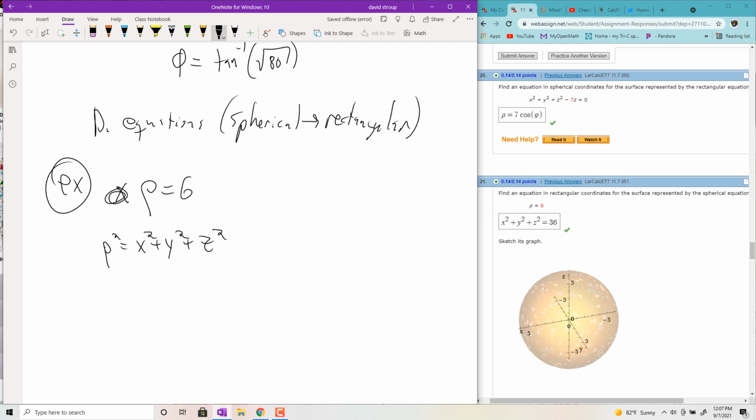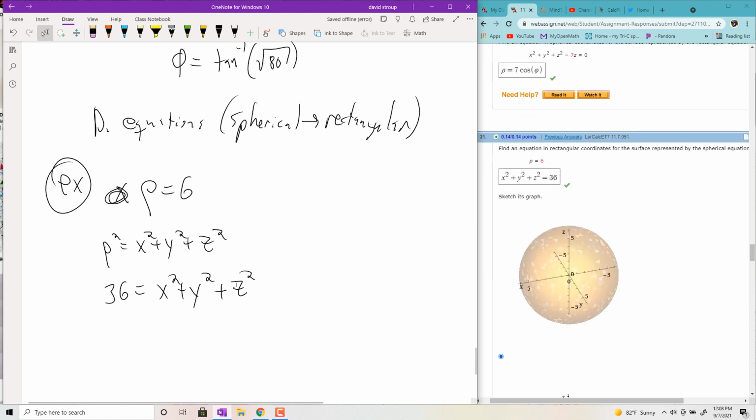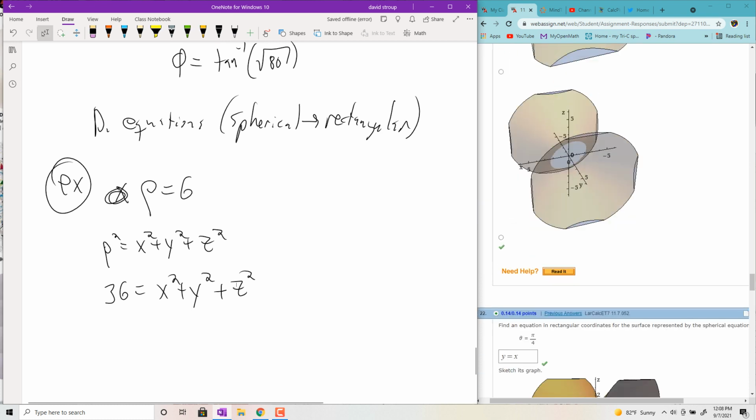I guess it doesn't matter that rho needs to be greater than 0. You can plop 6 in for rho. You get 36 is x squared plus y squared plus z squared. And of course, that's just a sphere with radius 6. So let's see another one.